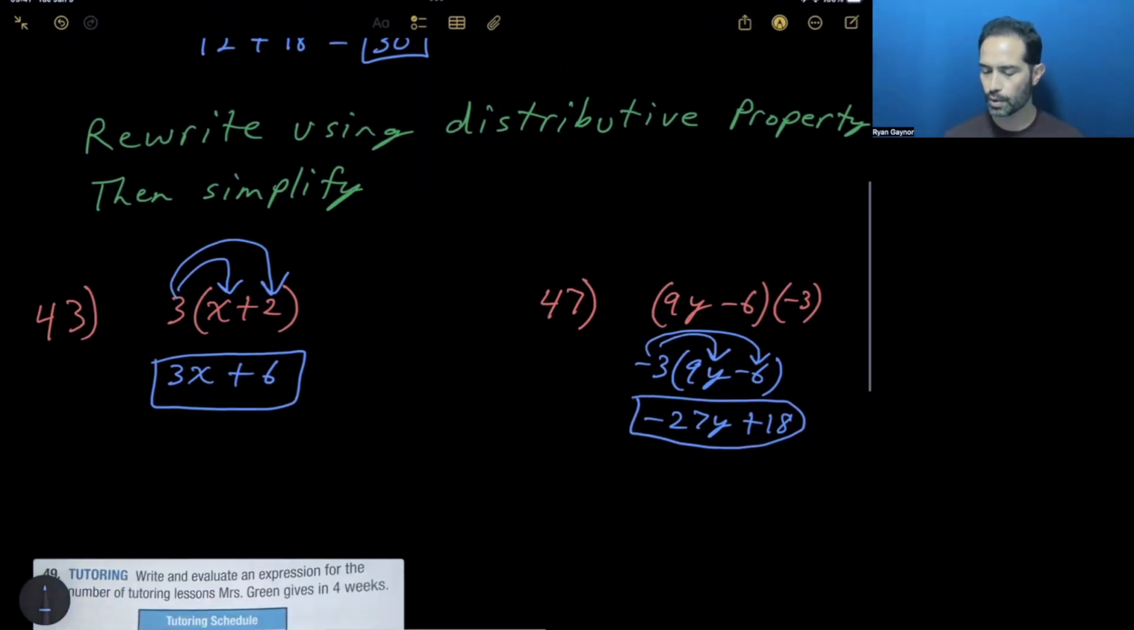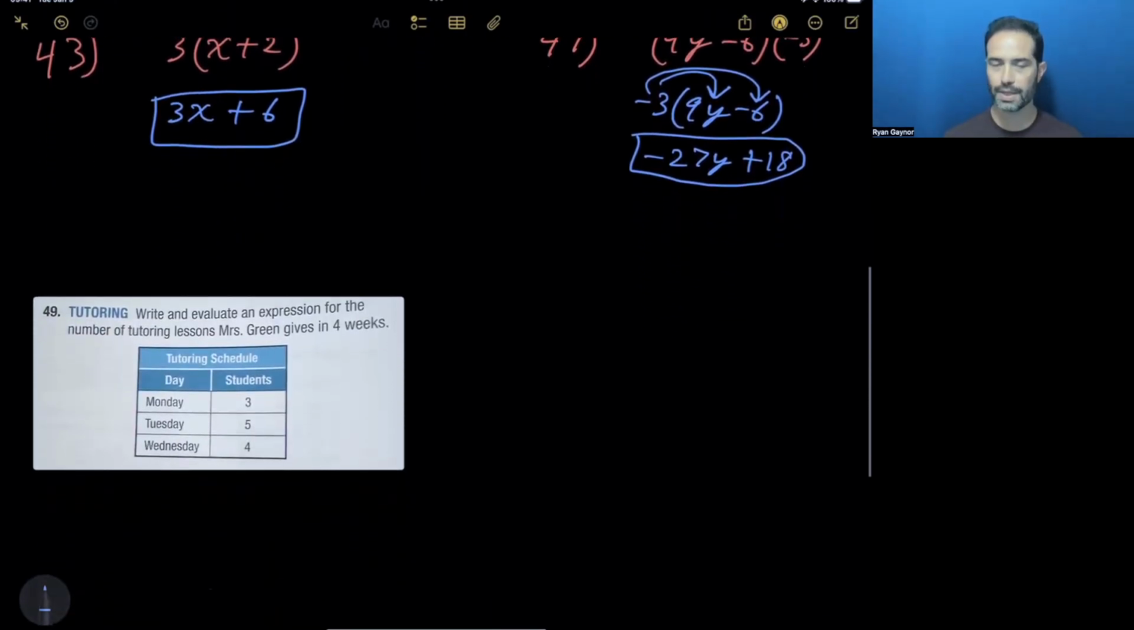Okay, one more example for the distributive property. We have a word problem. So it says, hey, tutoring, all right. It says, write and evaluate an expression for the number of tutoring lessons Miss Green gives in 4 weeks. And then it gives you this table. And it says tutoring schedule, day, Monday, Tuesday, Wednesday, and then students.